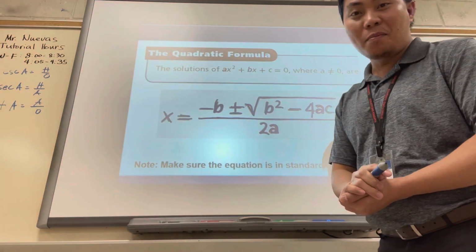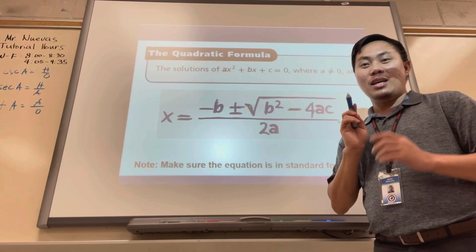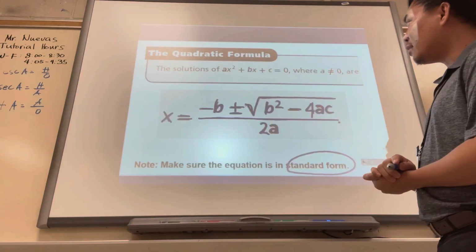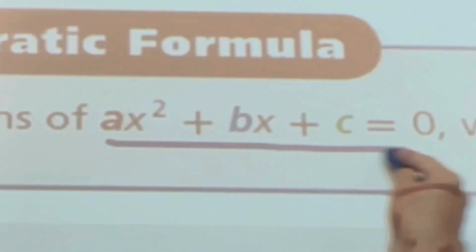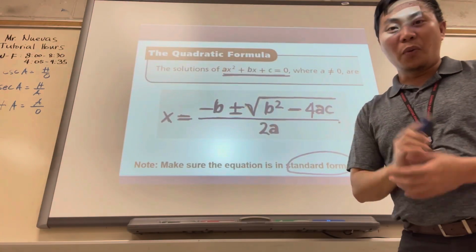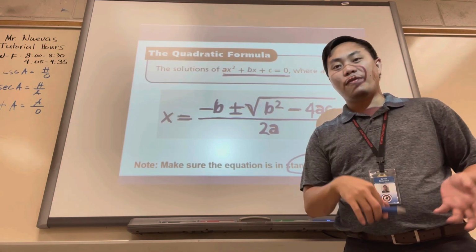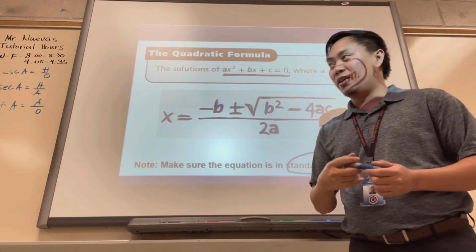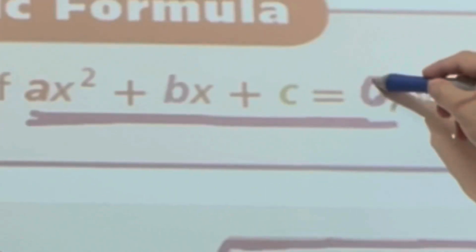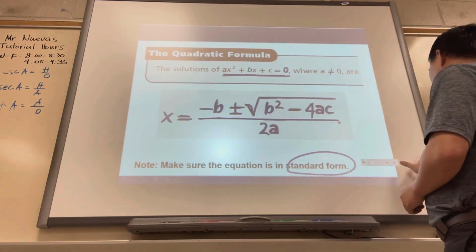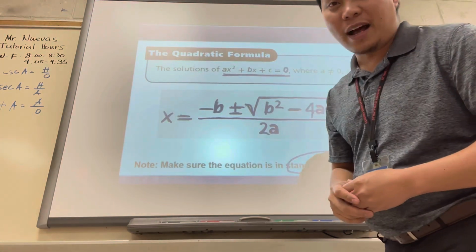Now, we have to make sure that the equation is in standard form. That standard form is this format. In other words, all the terms are found on the left side and you only see a 0 on the other side. So now, we will use this formula to find the value of x.